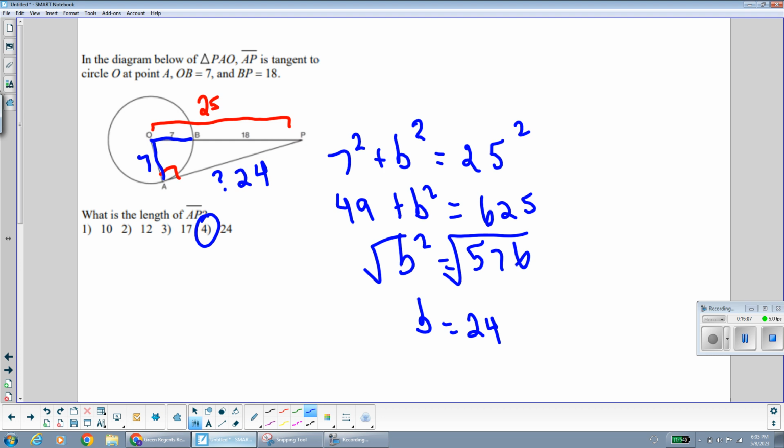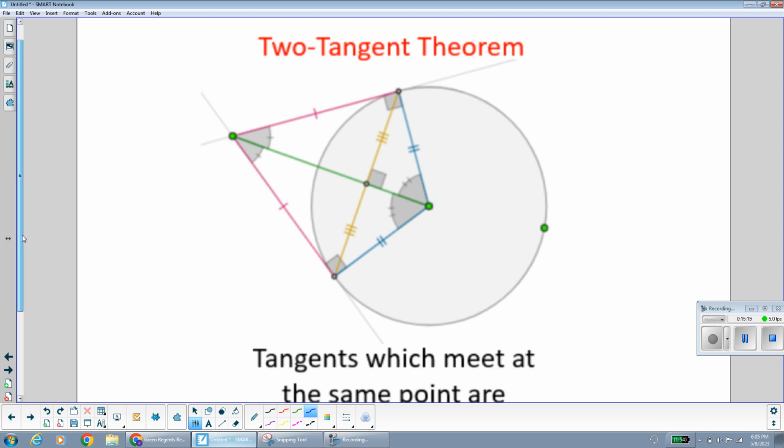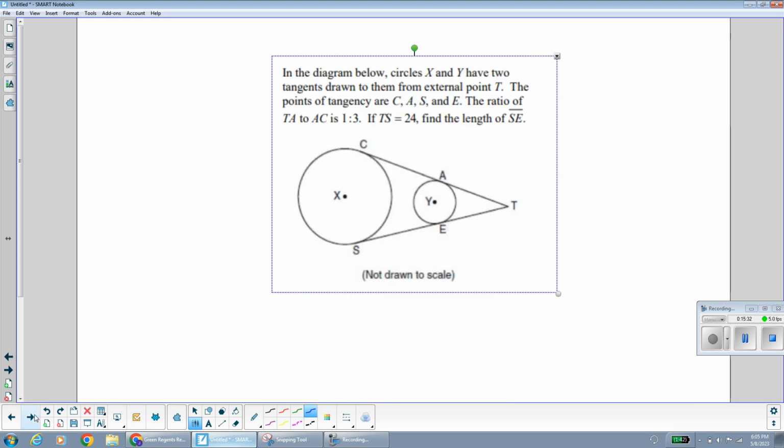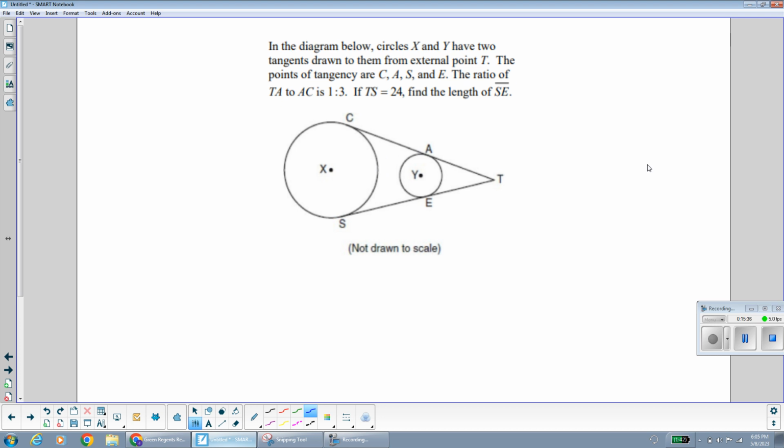So that's an example of how the radius tangent theorem is used. Anytime a radius of a circle and a tangent to a circle meet, they form a 90-degree angle, so it makes right triangles. We also have something called the two tangent theorem. What that says is that when two tangents to a circle come out of the same external point, they have to be congruent to each other. Let's take a look at how that could be used in a question.